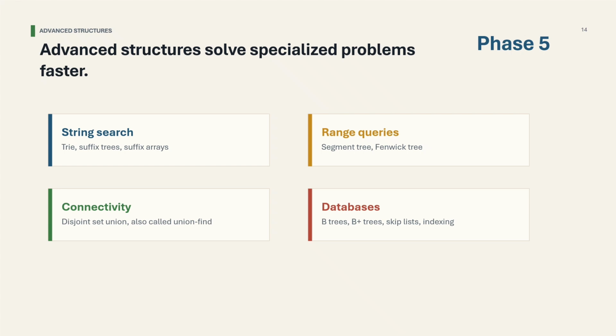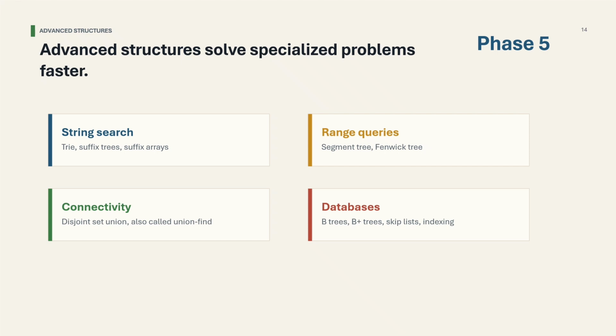Then learn segment trees. A segment tree is used to answer range queries efficiently. For example, finding the sum, minimum or maximum in a range. It can answer queries in order of log n time. Fenwick tree, also called binary indexed tree, is another structure used for prefix sums and range queries. It is simpler than a segment tree but supports fewer operations.